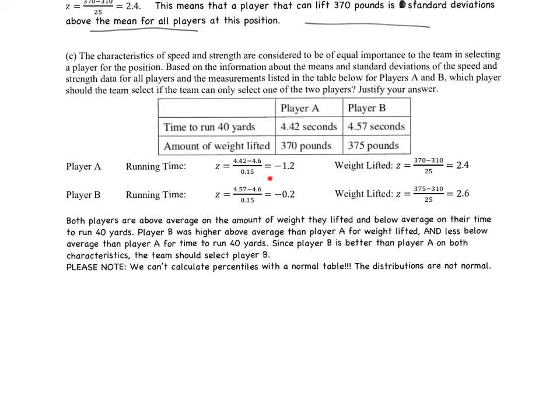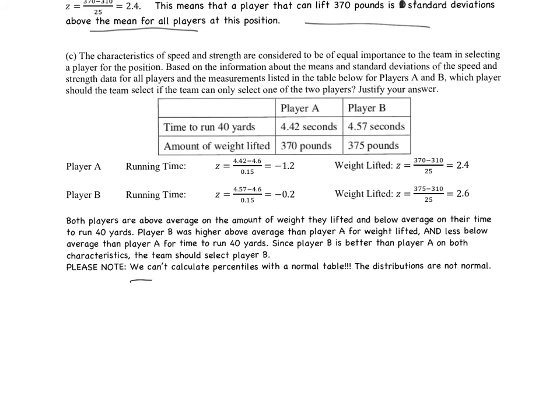And if we look at these, player A, they're both below average for running time, and they're both above average for weight lifted. But player B is higher above average for how much weight he lifted. And even though he's below average for running time, he's less below average than player A is. So even though I'm just using the z-scores, I can tell that player B would be the better choice because he's even further above average for weight lifted. He's less below average than player A for running time.